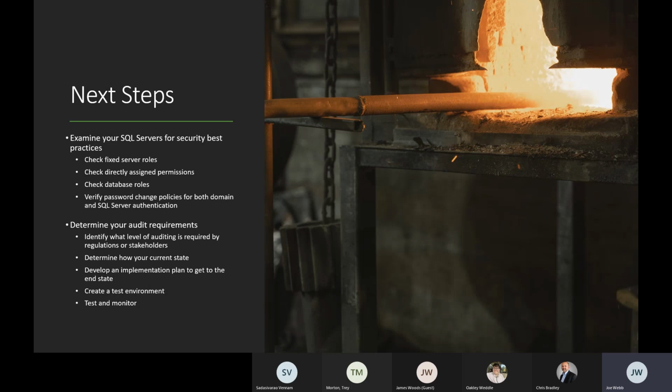Make sure that you're able to capture the information that you need to be able to report on for that auditing to your stakeholders, to your internal auditors, to your external auditors, and to make sure that you have a good understanding for your own benefit.